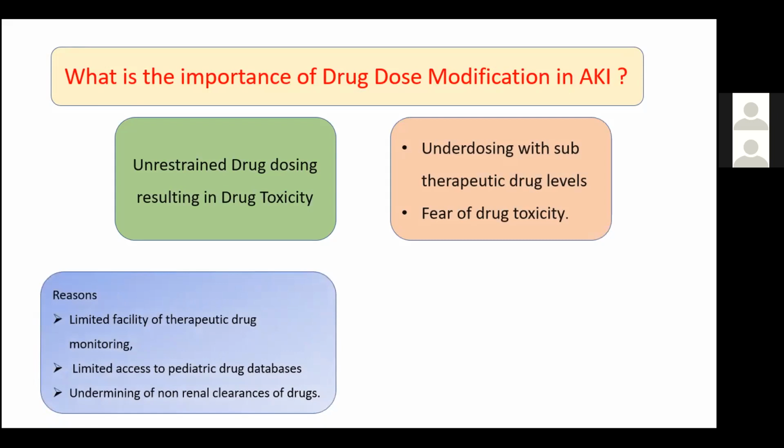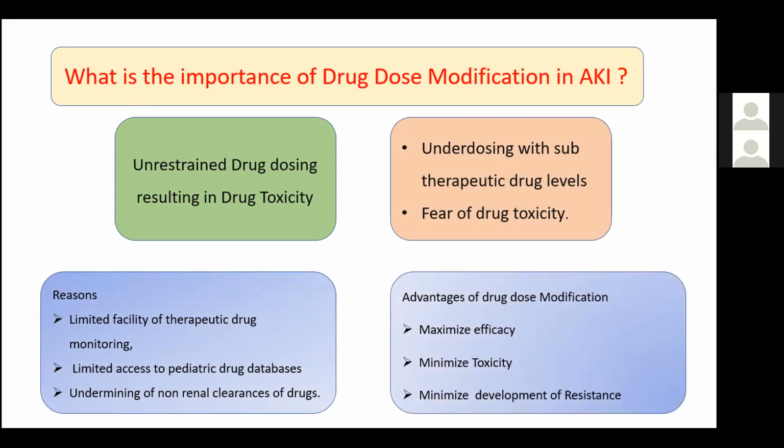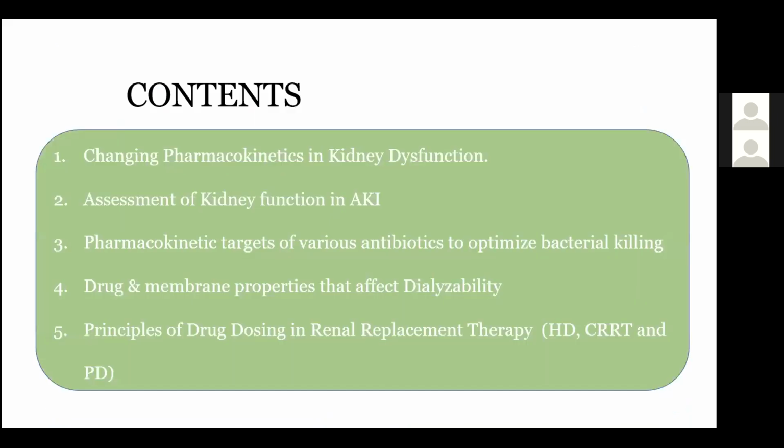The hindrances in optimizing drug doses in a setting of AKI include, number one, limited facility of therapeutic drug level monitoring. Number two, limited access to the pediatric databases. And number three, undermining of the non-renal clearances of drugs. If we optimize drug dose during the setting of AKI, we can maximize the efficacy of the drugs, and we can minimize toxicity and minimize the development of antibiotic resistance.